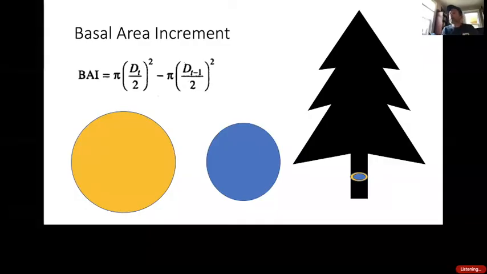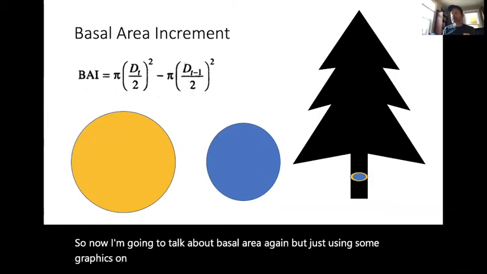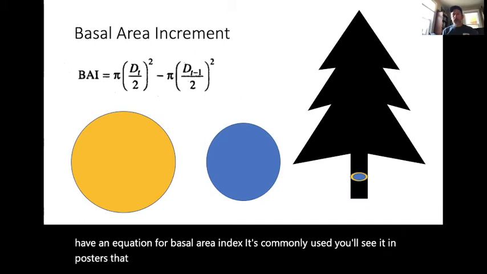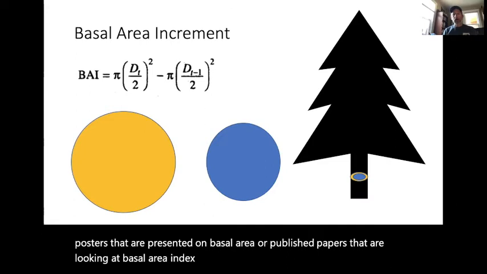So now I'm going to talk about basal area again, but just using some graphics on PowerPoint, basically the same ideas. So at the top here, we have an equation for basal area index that's commonly used. You'll see it in posters that are presented on basal area or published papers that are looking at basal area index through time. Real common measurement of productivity in forest science.